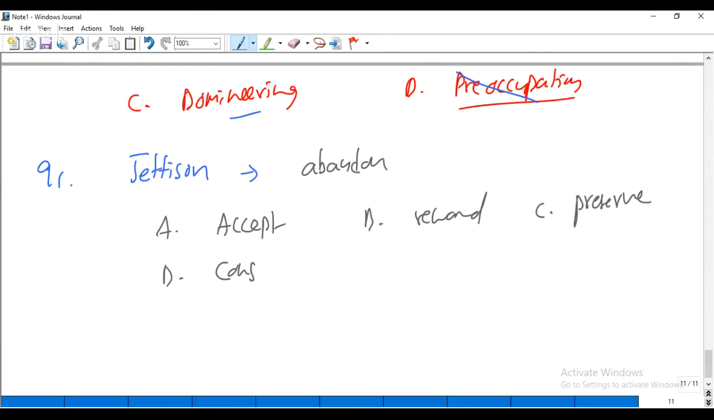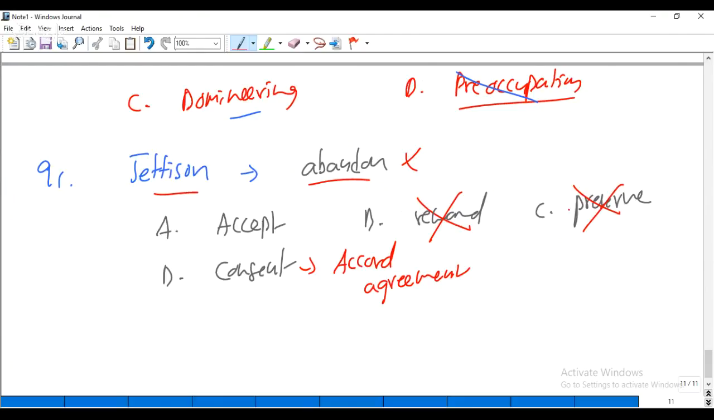D is consent. So what's the meaning of consent? Consent is nothing but accord. What's the meaning of accord? It means agreement. Now the question is abandon and we need to take antonym. So in these options we cannot take reward or preserve. So we need to take accept.